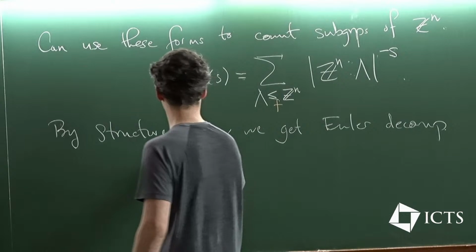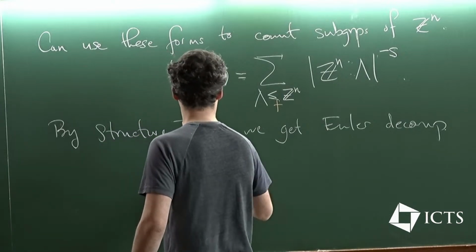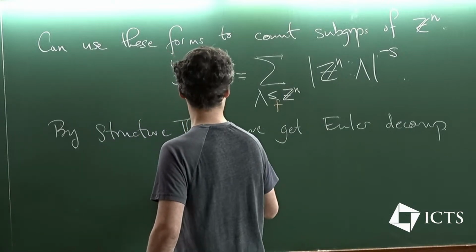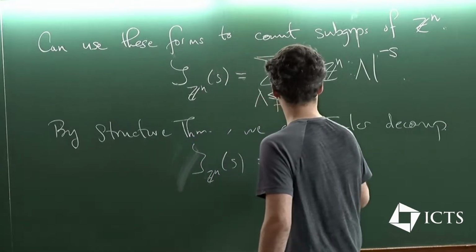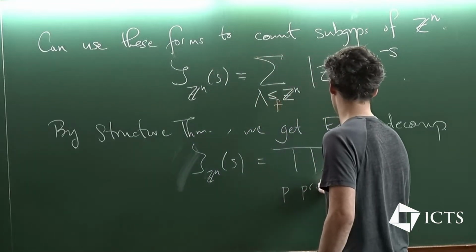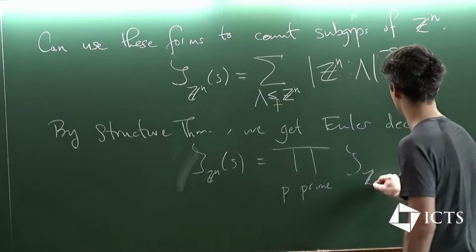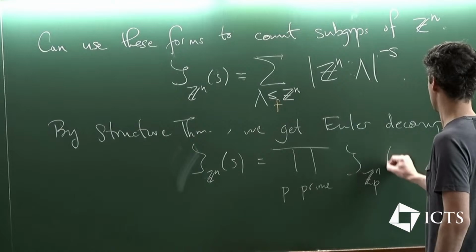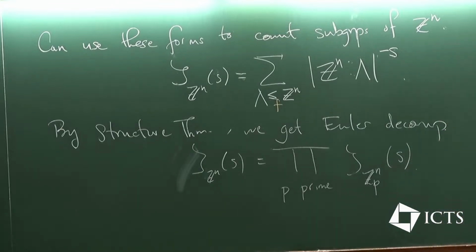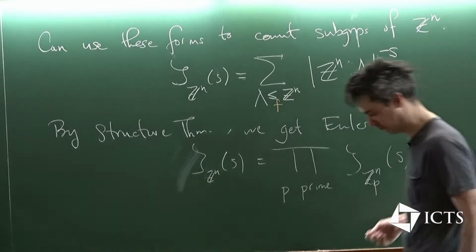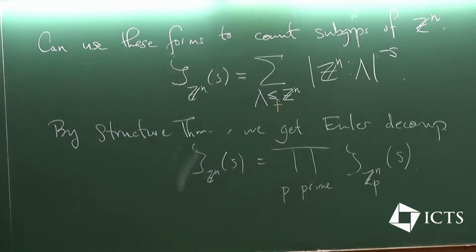All right, and I believe Christopher mentioned this on Monday. You get a product over all the primes of these local factors. Okay, and I'll just jump straight to it. We can look at Z_p to the n. So these are the p-adics here for me.